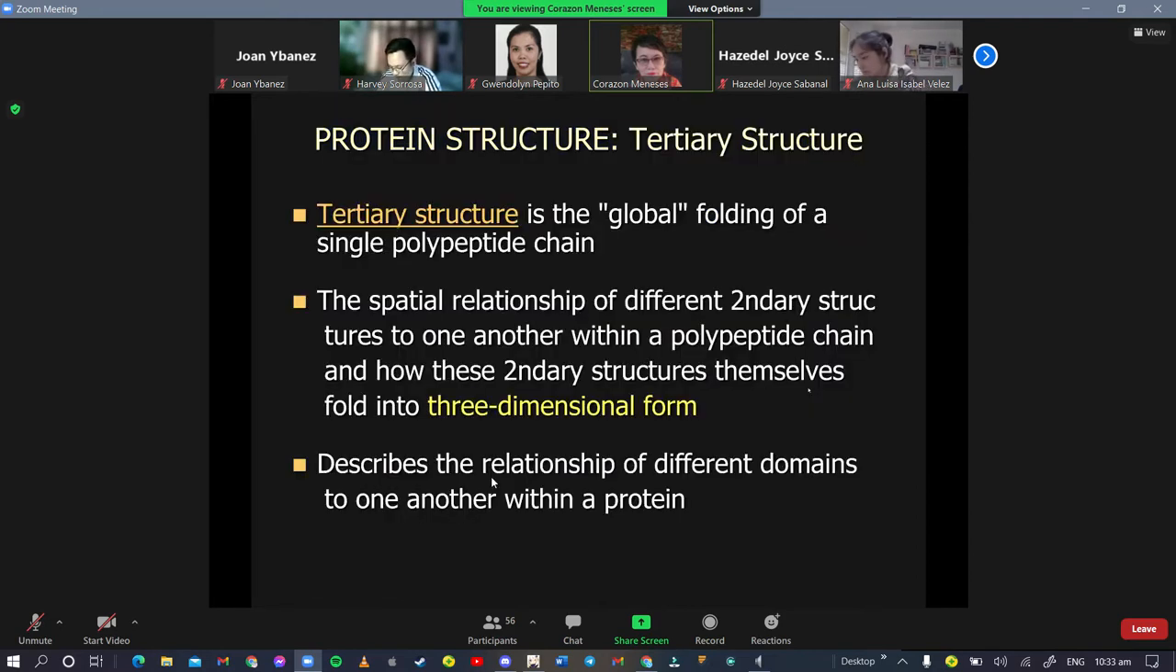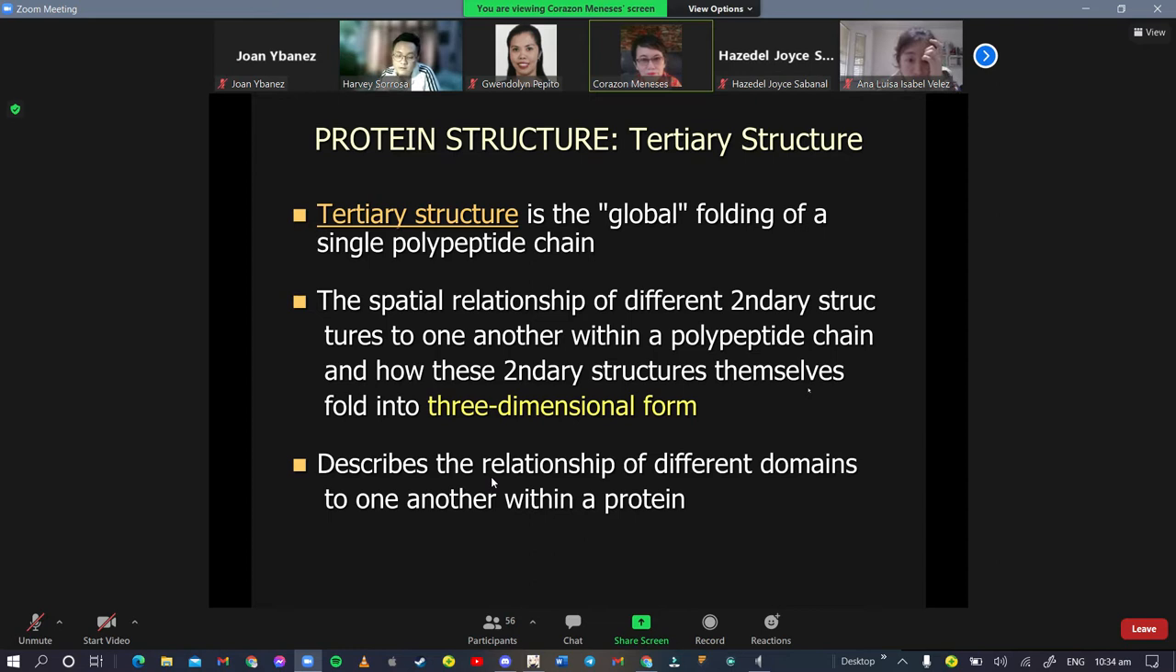Tertiary is the global folding of the single polypeptide chain, or in other words, you think of a three-dimensional form or three-dimensional structure. Then you will ask yourself, what is the question that you will ask? We said primary, stabilized by blank. Secondary, stabilized by blank. So this time we now have a tertiary structure best exemplified by a globular protein. So you should also ask the question, what is responsible for the bond that will allow it to form a tertiary structure?